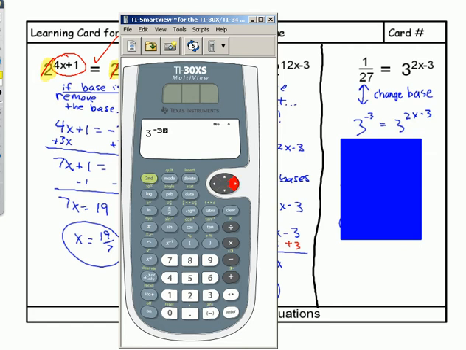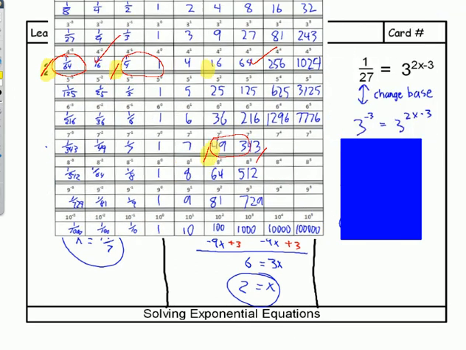Negative 3, negative third power. I hit enter and it does come up as 1/27. Now, who would know that? Well, this is where I would say use this little table.